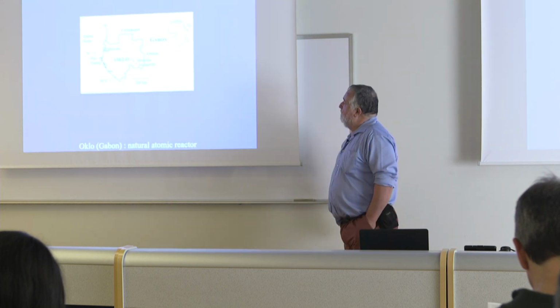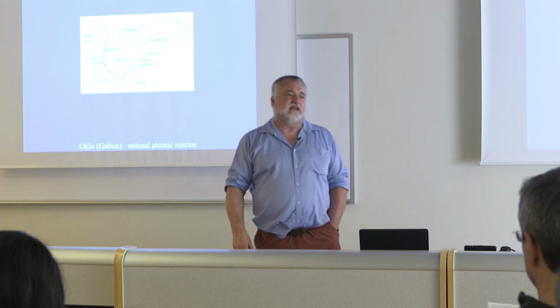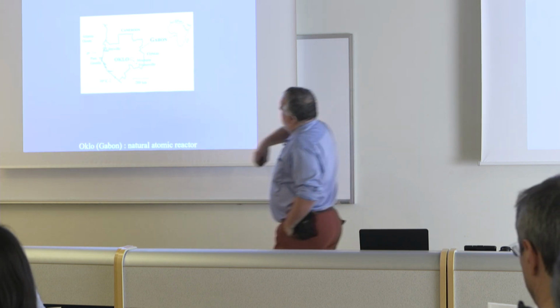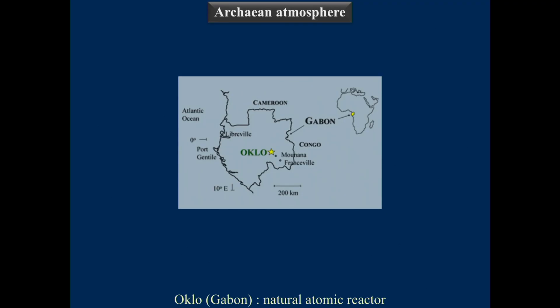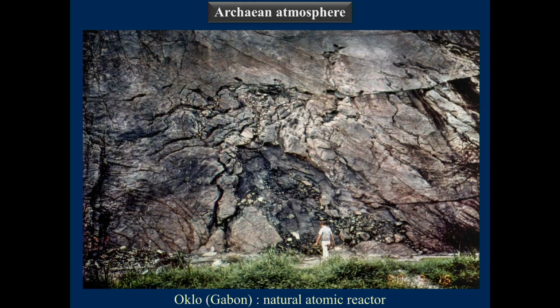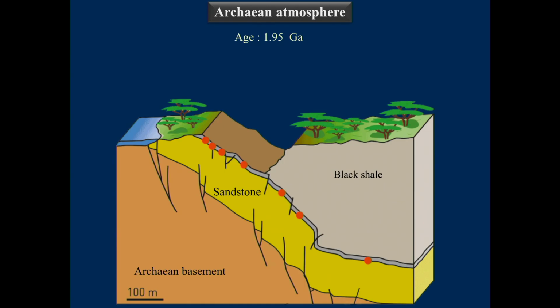I would just like to say a few words about something strange. It is a natural atomic reactor from Oklo in Gabon. It is located somewhere here. And okay, here is the place. This is an old quarry, and this is a natural atomic reactor. Another picture of this. The geology is very simple: there is TTG, so Archaean basement, sandstone, and black shales here. And the age is 1.95 gigayears.